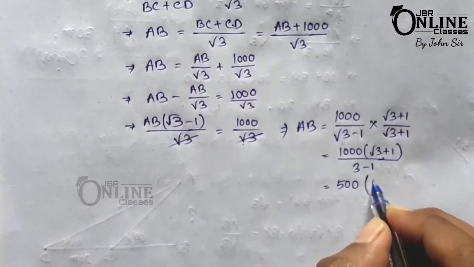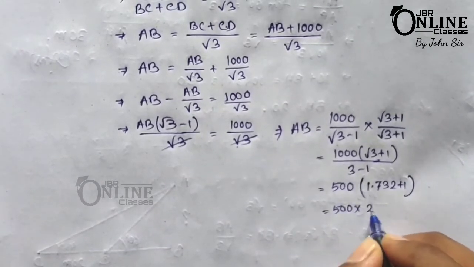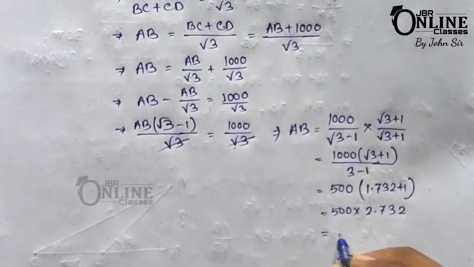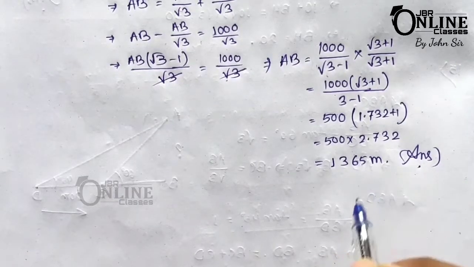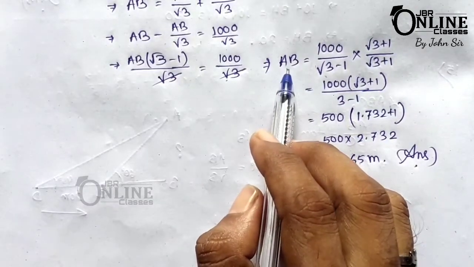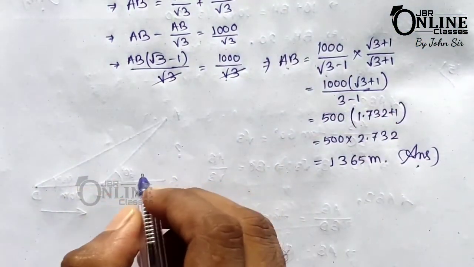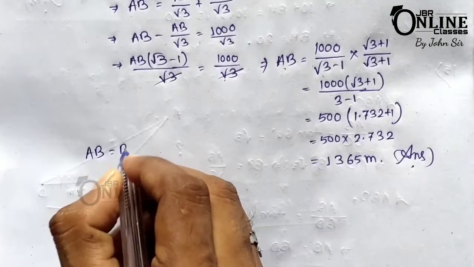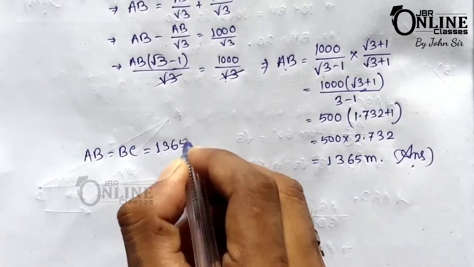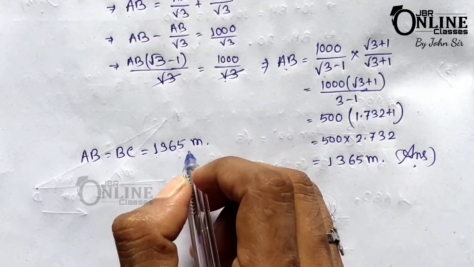So 500 into (1.732 plus 1), that means 500 into 2.732, so approximately 1365 meter. Sorry, that is not the answer, that is the value of AB. As AB is the height of the hill, now we have to find out the distance of the two stones from the foot of the hill. As AB equals BC, we know that the value of BC equals 1365 meter. So that is the distance of the first stone from the hill.